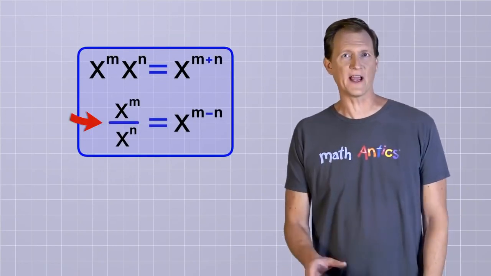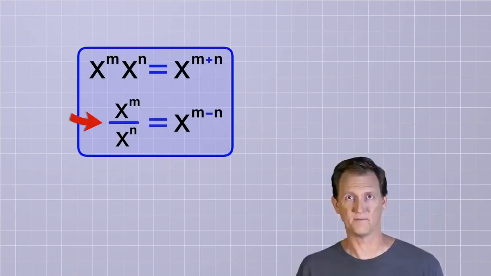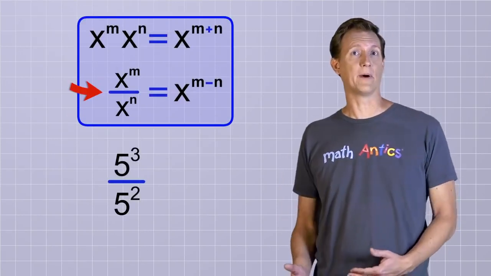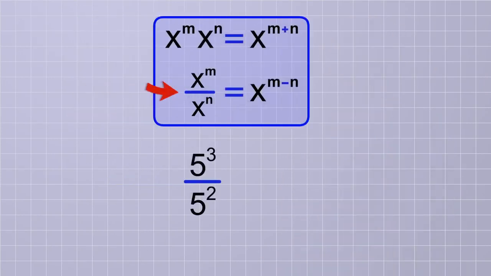Okay, now let's move on and see some examples of the second law in this set, which tells us how to divide expressions with the same base. Suppose we have the expression 5 to the 3rd power divided by 5 to the 2nd power. Our law says that we can simplify this by subtracting the exponents. Specifically, we take the exponent on the top and subtract the exponent on the bottom from it. If we do that, the simplified version would be 5 to the power of 3 minus 2, or 5 to the 1st power. But is that right?